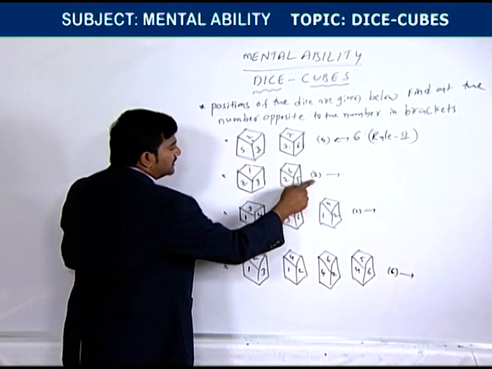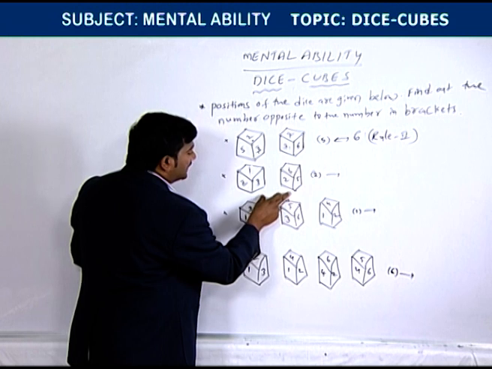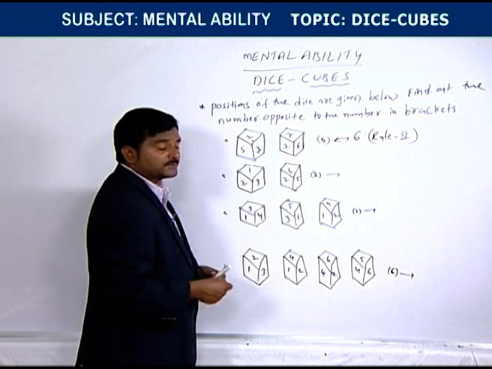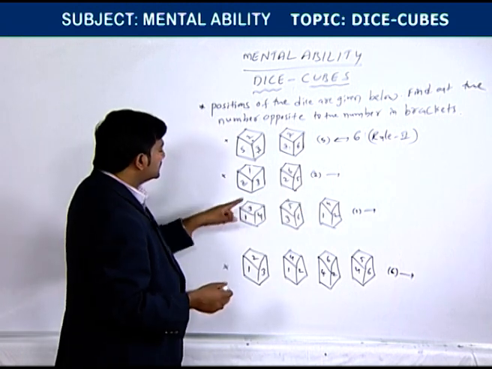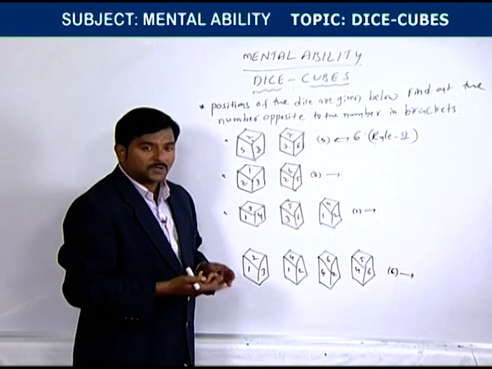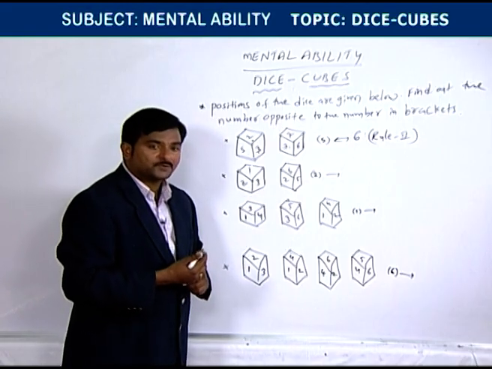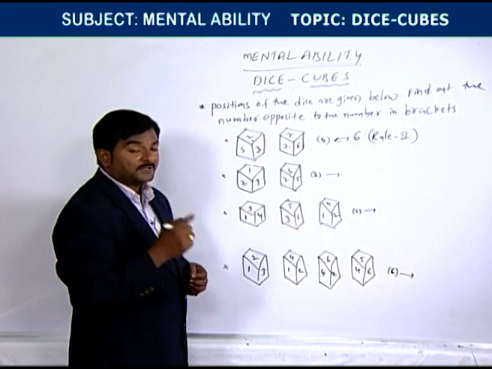In the second question, he asked to find which number is opposite to 2. Positions of the dice are given below. Which number is opposite to 2? Now what you have to do? See here, 2 is there, 2 is there. Is there any other number common? No other number is common. Here 2 and 2. Only one number is common. Since only one number is common, we will apply rule 1.